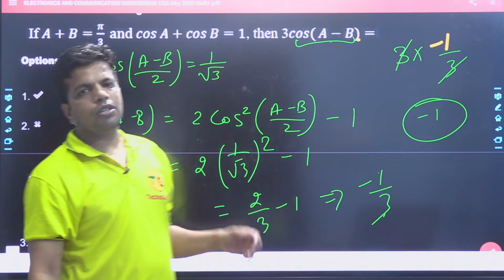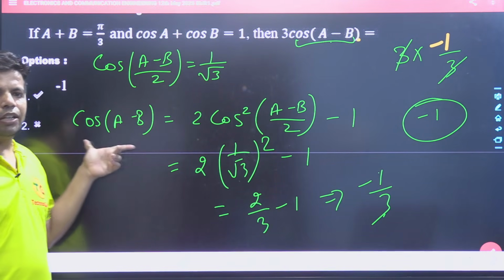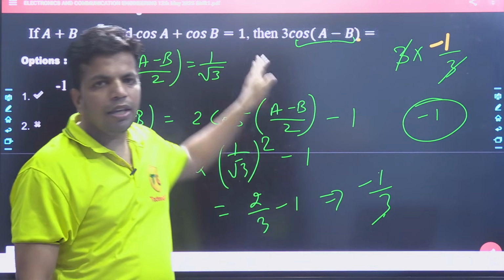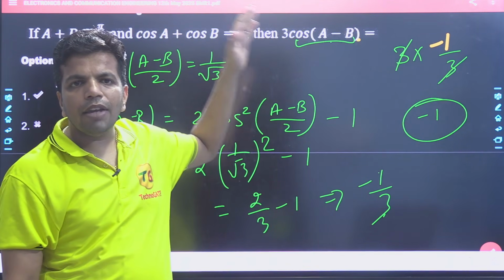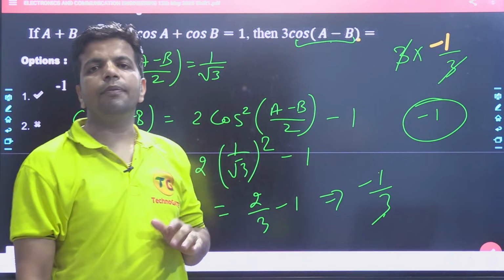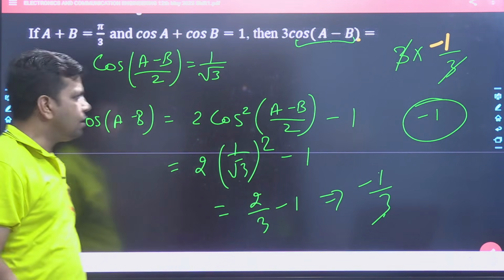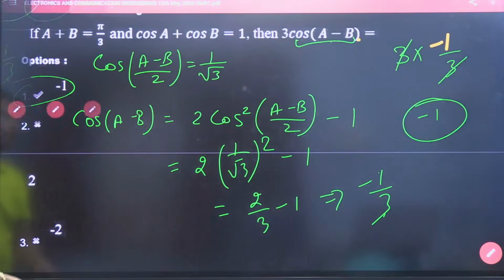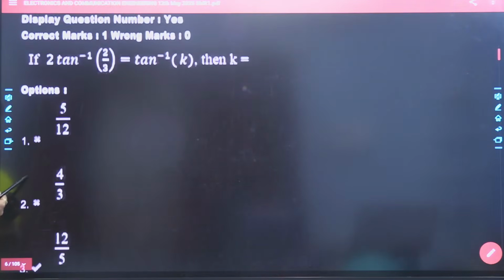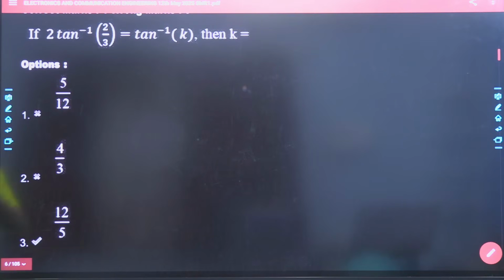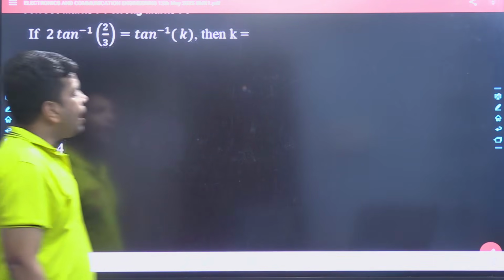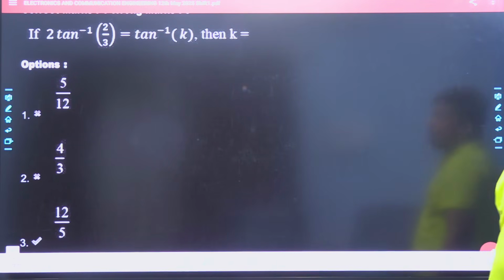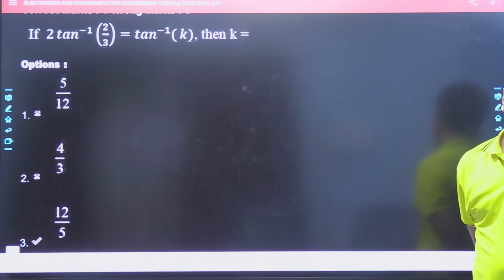Simply with the help of that you can find the value of cos(a minus b). Cos(a minus b) is minus 1 by 3, which we multiply by 3, and when multiplying by 3, it gives you the answer minus 1. You can go with the first option as the correct answer. Let's move to the next question. If 2 tan inverse 2 by 3 is equal to tan inverse k, then we need to find what the value of k would be.